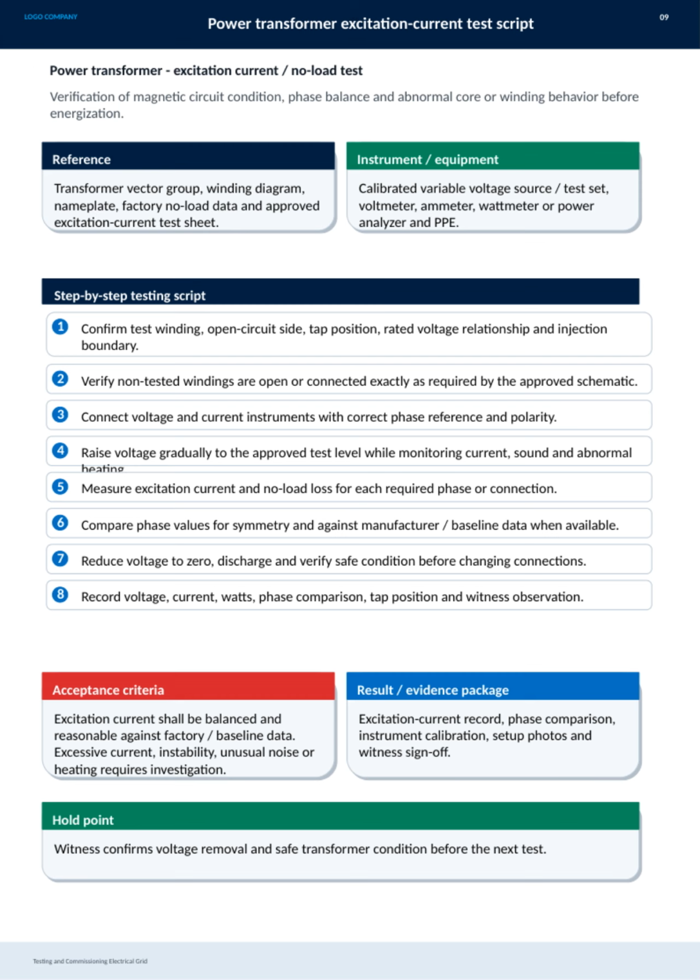Finally, the result package includes all test records, phase comparisons, instrument calibrations, setup photos, and witness sign-off to document compliance. Before proceeding to the next test, a hold point requires confirmation from the witness that voltage has been safely removed and the transformer condition is secure. This thorough process ensures transformer reliability and safety in the electrical grid.